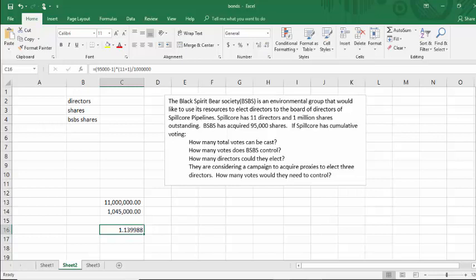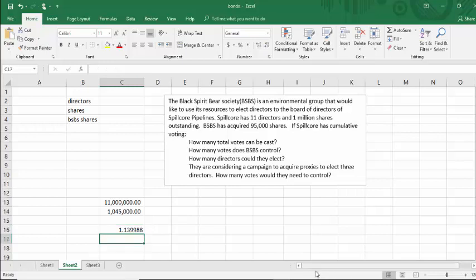And remember that these elections of directors, they're really for control of the company. So the other side's not going to say, oh, you're so close to 2, we'll give you 2 directors. No, they want as much control as they can possibly have. And that brings us to the last part, which says they're considering a campaign to acquire proxies. And proxies are where you go to other shareholders and say, sign this piece of paper, and that authorizes me to vote your shares how I want to for this director's election. To elect 3 directors, how many votes would they need to control?